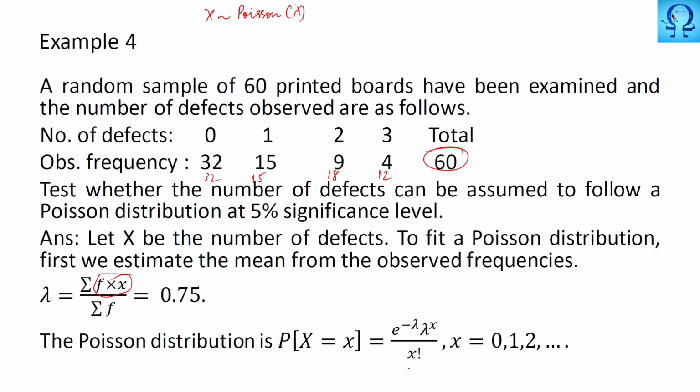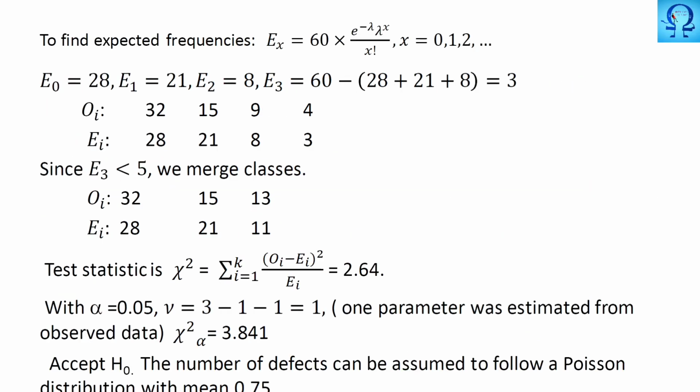Therefore the Poisson distribution can be written as e to the power minus lambda product with lambda to the power x upon x factorial, where x can run from 0 onwards. Okay, now to find the expected frequencies for different values of x, we just make use of this one. Okay, so this E0, we just substitute x equals 0 into it and calculate it as 28. And E1 we just substitute x equals 1 and calculate this one, and E2 we are doing the same.